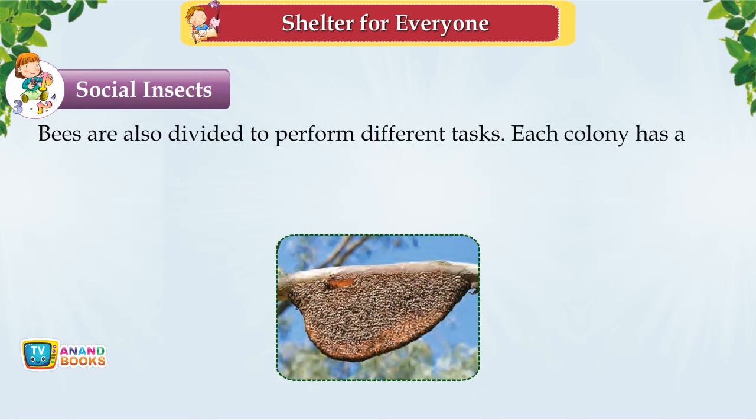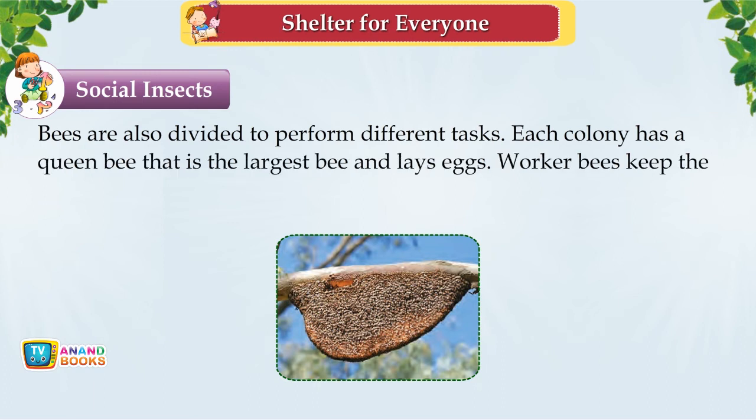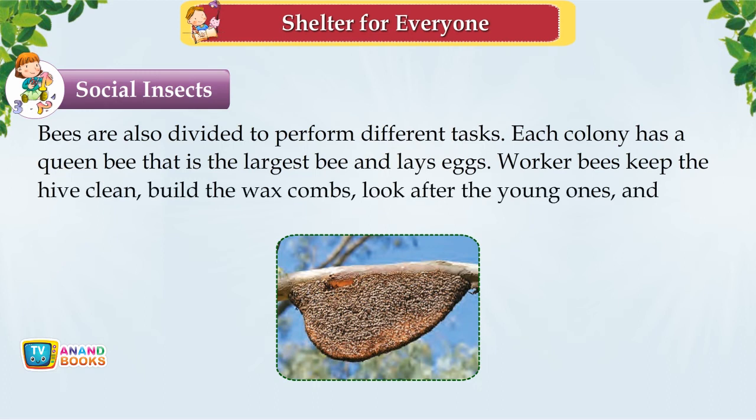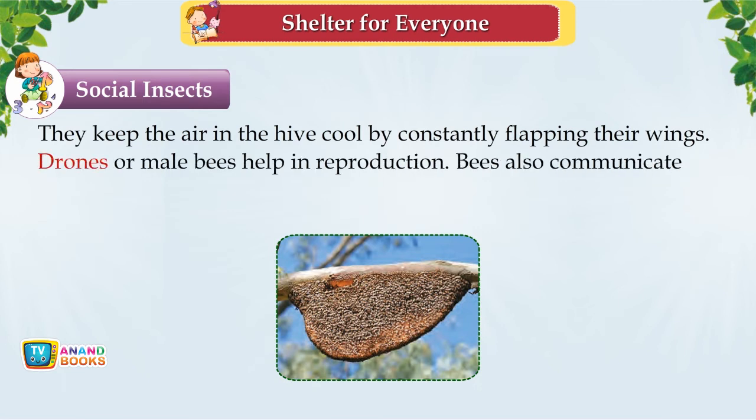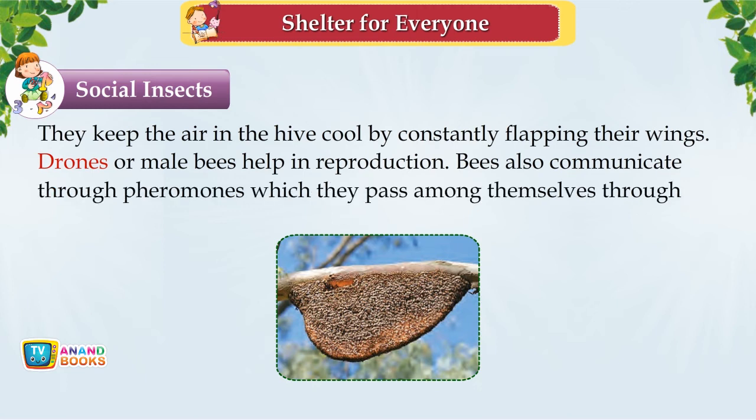Bees are also divided to perform different tasks. Each colony has a queen bee that is the largest bee and lays eggs. Worker bees keep the hive clean, build the wax combs, look after the young ones, and gather nectar and pollen from flowers. They keep the air in the hive cool by constantly flapping their wings. Drones or male bees help in reproduction. Bees also communicate through pheromones, which they pass among themselves through touch.